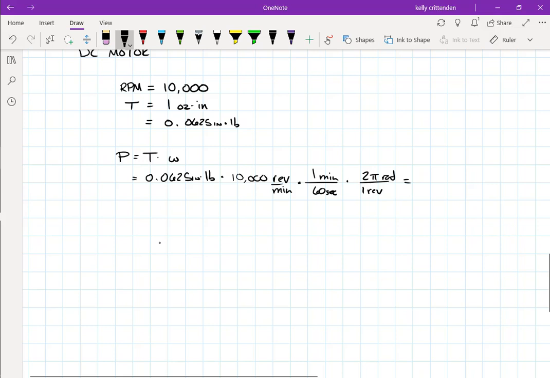So let's see, that'll give us how many inch-pounds per second. Revolutions and minutes will cancel out, and we'll have inch-pounds per second. So 0.0625 times 10,000 divided by 60 times 2 times pi gives 65.4 inch-pounds per second. Remember, if we wanted horsepower, we divide that number by 6,600.